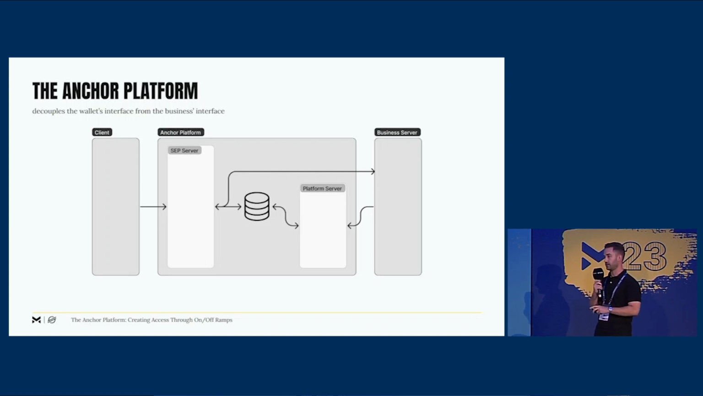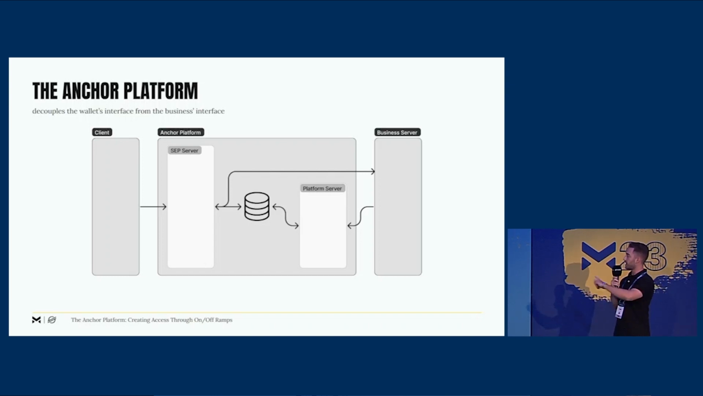Inside the Anchor platform, again, it's a set of services. So we have this SEP server on the left side, which implements the standardized Stellar protocols that the existing ecosystem already implements, right? So all of our wallets, all of our remittance senders, they're already implementing these APIs, and that SEP server implements the APIs that they integrate with.